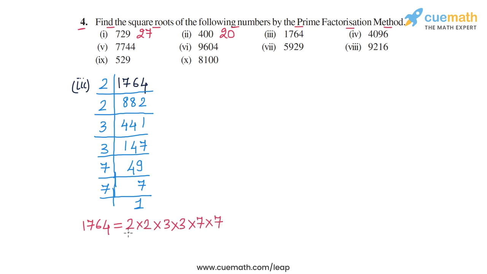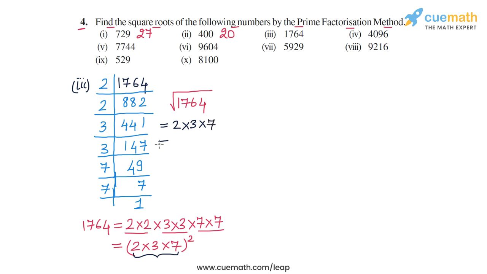So if we split this into pairs, we have 2 into 2, we have 3 into 3, and we have 7 into 7. So we can write this as 2 into 3 into 7 whole square. So the square root of 1764 will be this expression inside the bracket, 2 into 3 into 7. So it will be 2 into 3 into 7, and this is equal to 6 into 7 or 42. So the square root of the third number is 42.